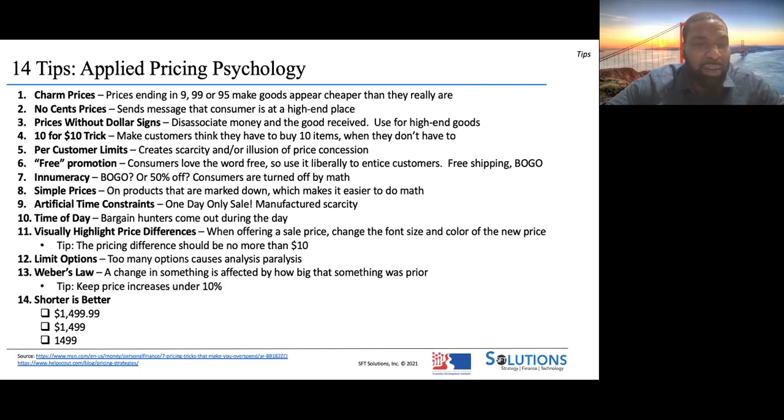Use simple prices, right? If you're going to be marking things down, you want to use simple prices. It's easier to do the math on marking something down from $100 if you're going to mark it off 30% than to start at $95 and have to mark it down 30%. So just use simple prices. Create artificial time constraints. We talked about this a couple times, one day sale, manufacture scarcity however you can. Be cognizant of the time of day. Bargain hunters are out during the middle of the day. So nobody says that you have to charge the same price during the day as you charge at night. So just keep that in mind as you price your wares.